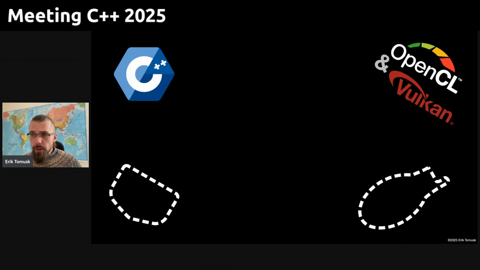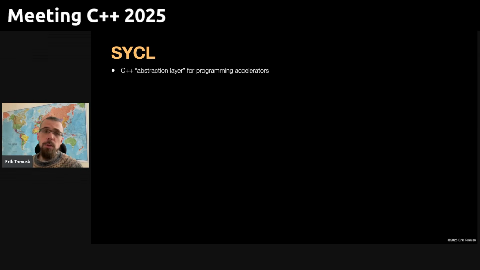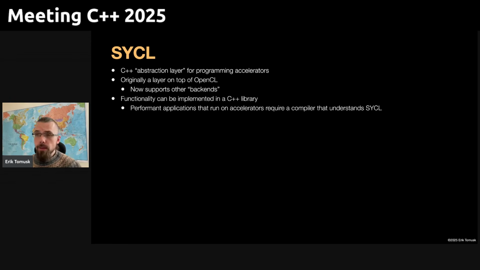So now that I've talked a bit about programming accelerators, next, what I would like to look at is SYCL. SYCL is a C++ abstraction layer for programming accelerators. It was originally developed as a layer on top of OpenCL, but now it supports other low-level APIs underneath as well. The functionality of SYCL can be implemented in a C++ library, which means that SYCL looks and feels a whole lot like C++. But if you want performant applications that actually run code on an accelerator, then you need a compiler or some tooling that understands SYCL and can make some of that happen. You can find out more about SYCL here.